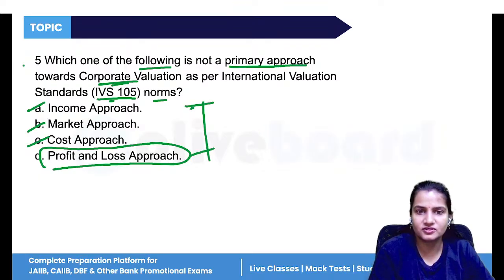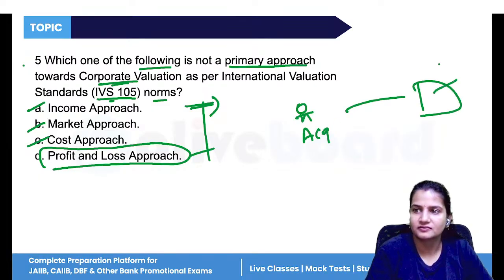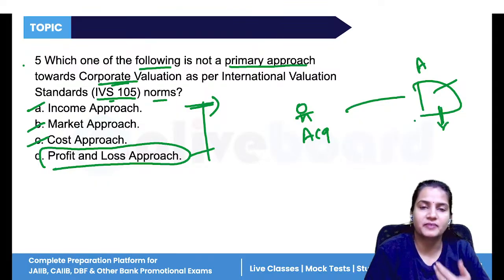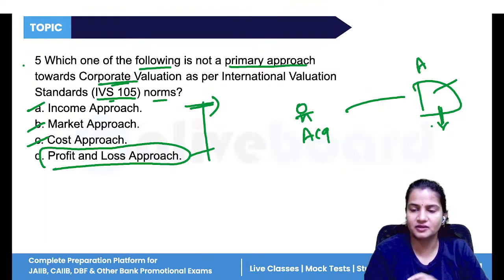Now, what is the income approach? Suppose I am purchasing a company, I am the acquirer, and I am purchasing company A. When I do the valuation of this company, I will ask the owner of company A what your expected income in future is. How much income are you going to make in future? Tell me the value of that income, and on the basis of that, I will do the valuation.